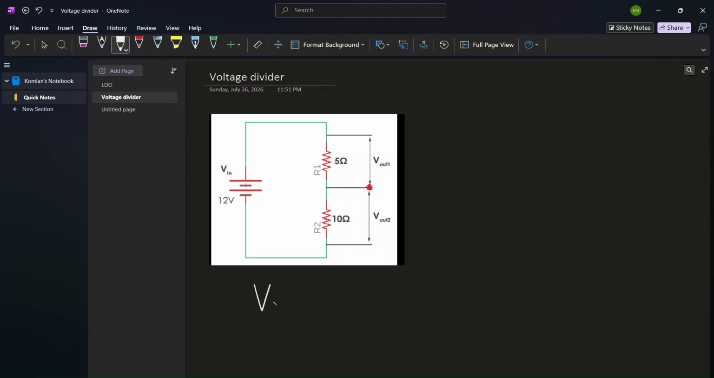Maybe like VR equals V in times basically R2 over R1 plus R2, right? This is great. But I feel like a lot of the time, memorizing the formula is not bad. That's the start, right?